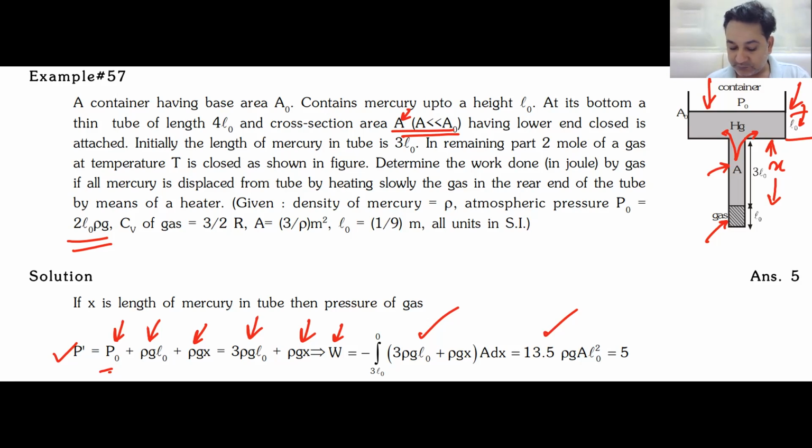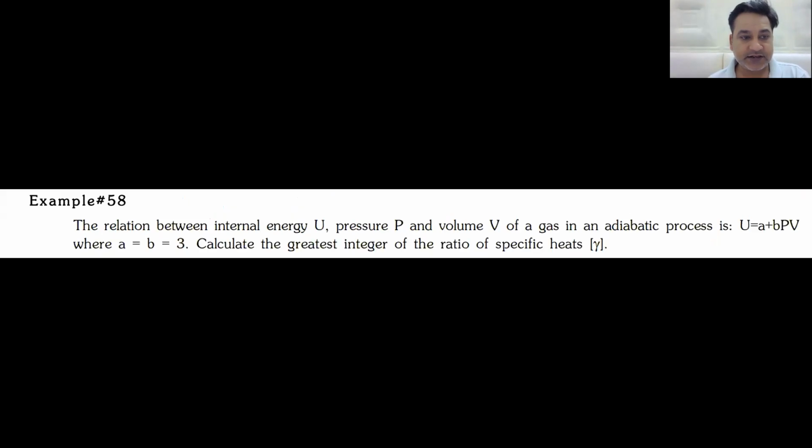Shall we move on to the next one? Yes, sir. Okay, the next one in line. This is a good question and you can do it very quickly. The relation between internal energy U, pressure P, and volume V of a gas in an adiabatic process is U equals A plus B times PV, where A is equal to B is equal to 3. Calculate the greatest integer of the ratio of specific heats gamma.